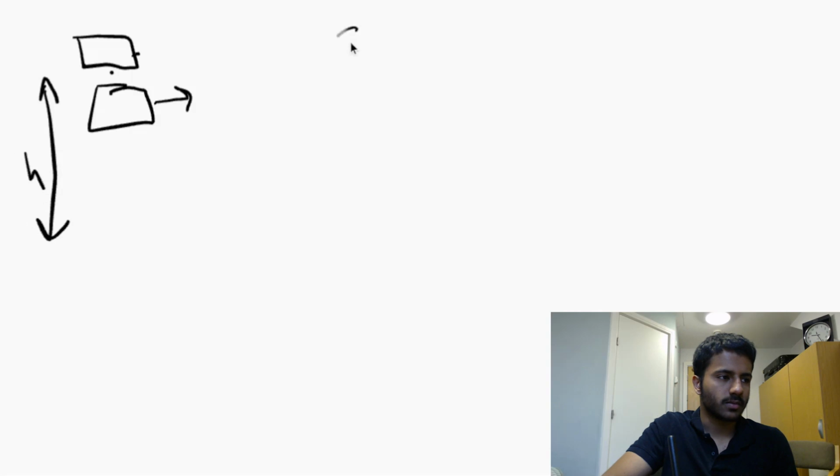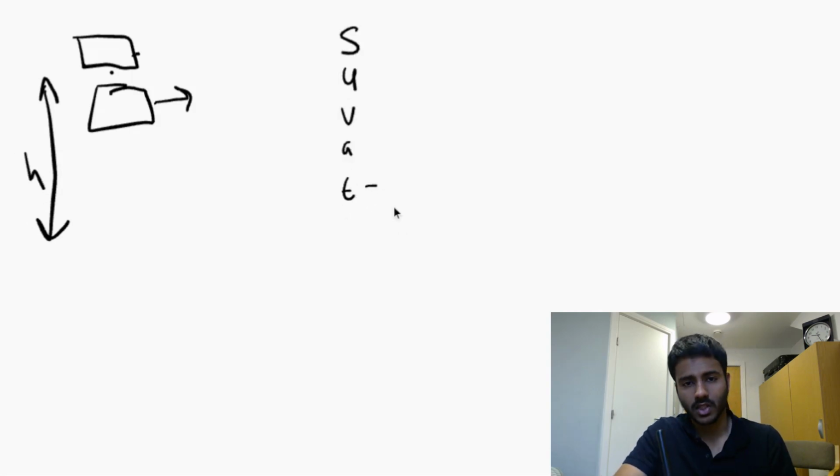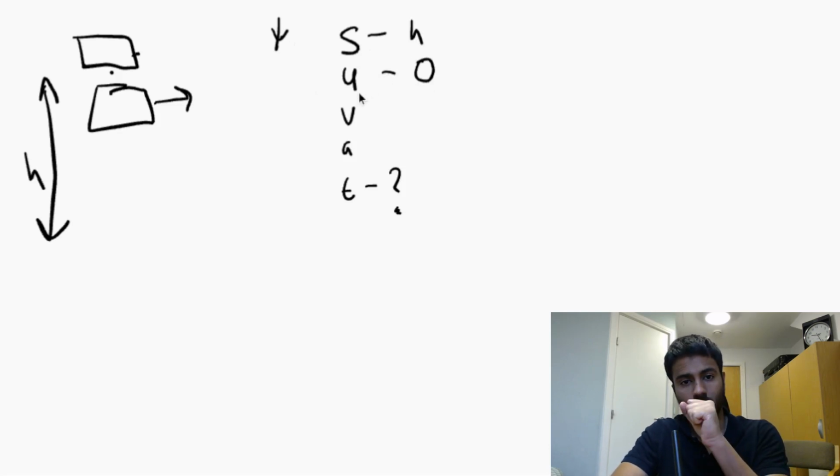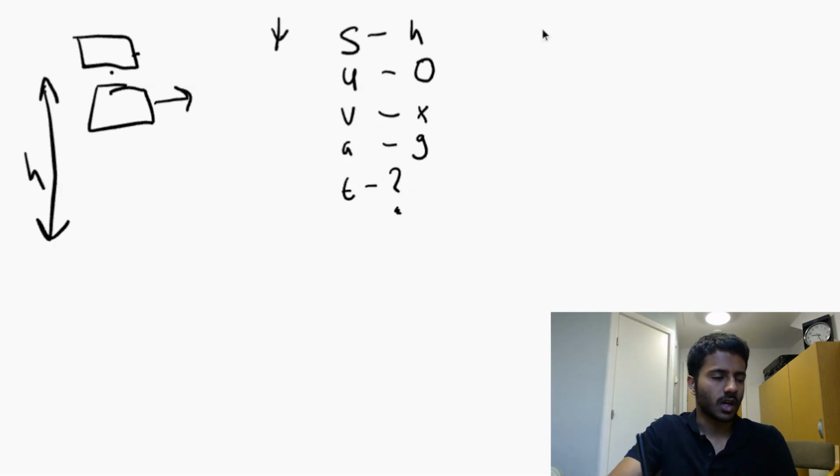So if we do our SUVAT, and we want to find the time at which it hits the floor, for both of them, because they're both at the same height, the height is h. We know they vertically both have an initial velocity of 0. And let's call this A and this one B. For B, we know that it has some horizontal velocity, S, V, and T, which is what we're trying to find. And we're not told these two.